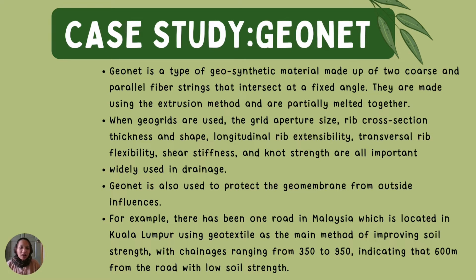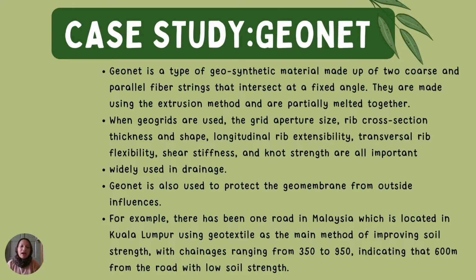When geogrids are used, the grid aperture size, rib cross-section, thickness and shape, longitudinal rib extensibility, transversal rib flexibility, shear stiffness, and node strength are all important. Geonet is widely used in drainage because it is easy to find and low in cost. Geonet is also used to protect the geomembrane from outside influence.